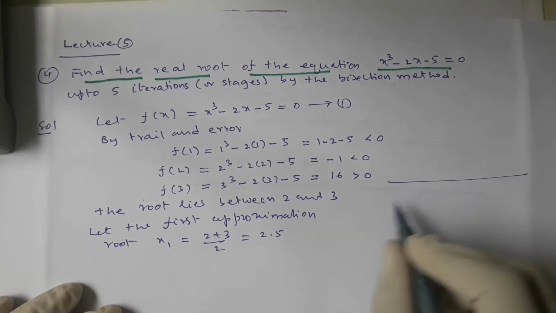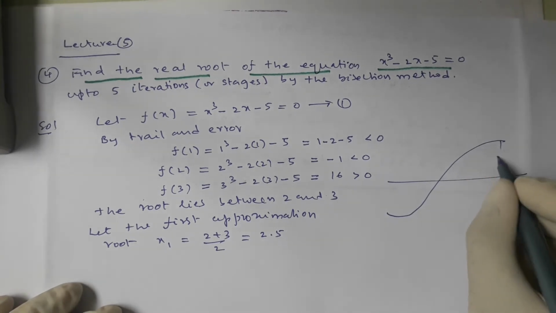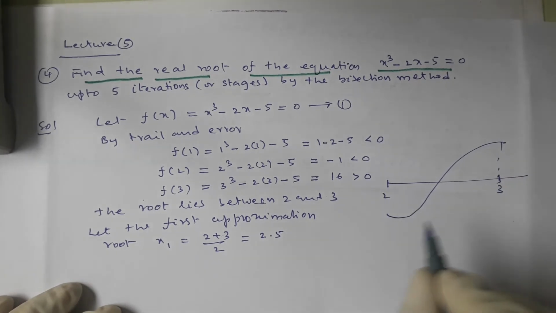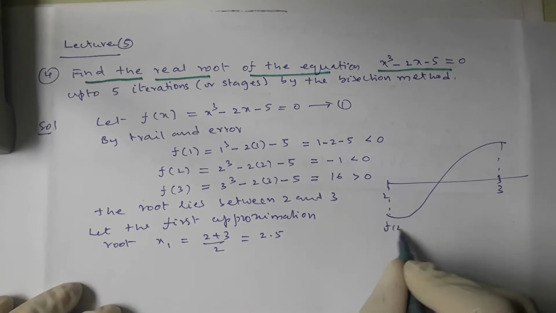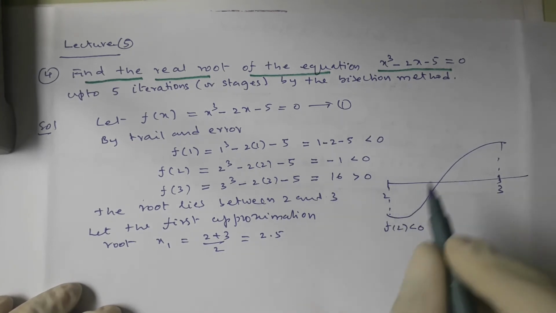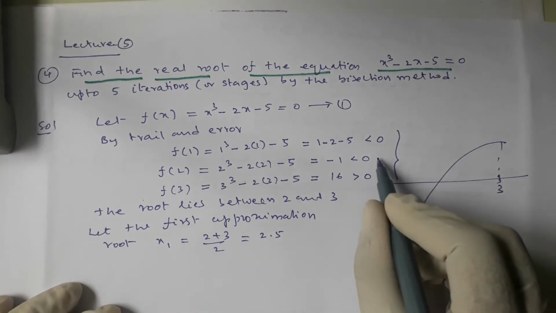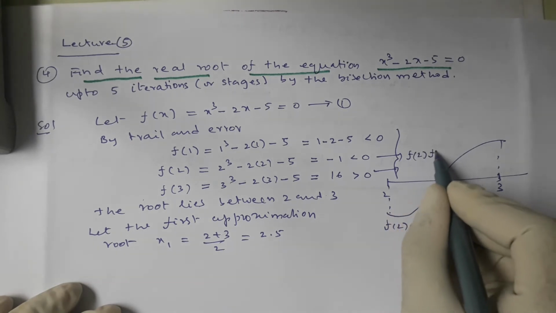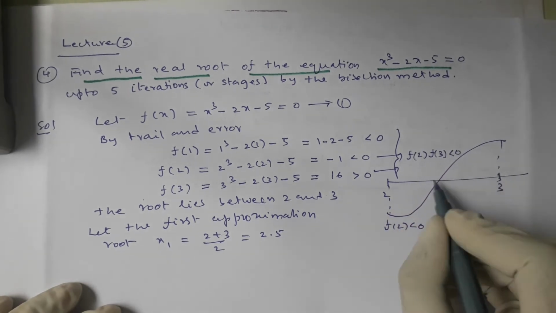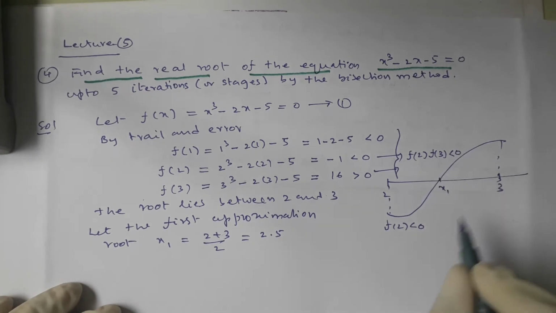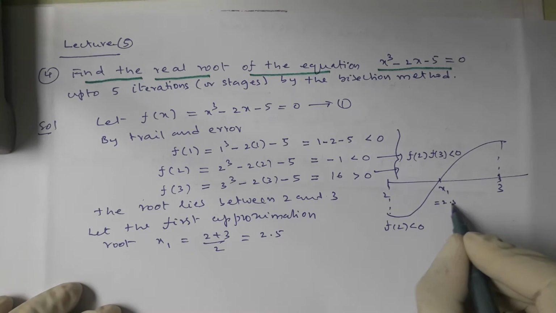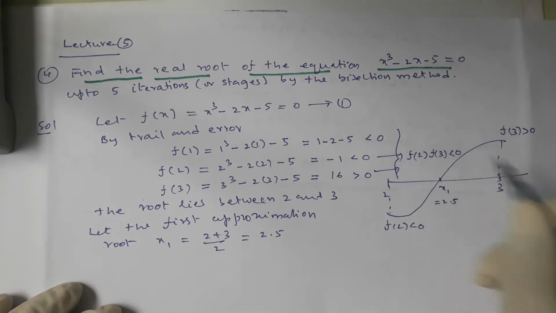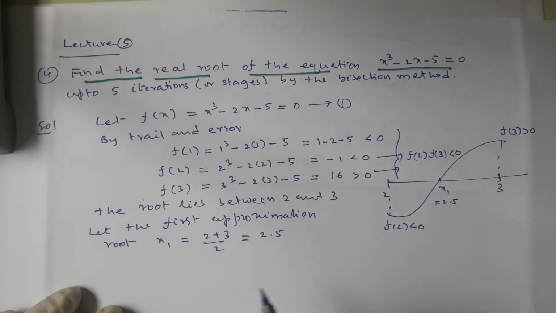Even here also, as the function is there, f of 3 is on this side and 2 is on this side, and f of 2 is less than 0. So from these two, f of 2 into f of 3 is less than 0. So x1 value is equal to 2.5, and f of 3 is greater than 0. f of 2 into f of 3 automatically is less than 0.